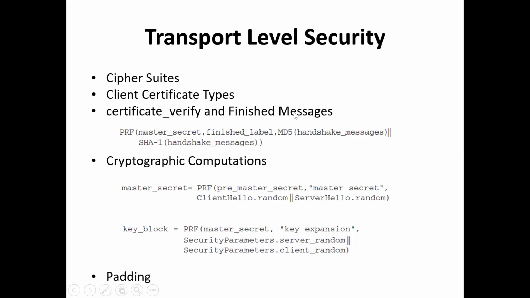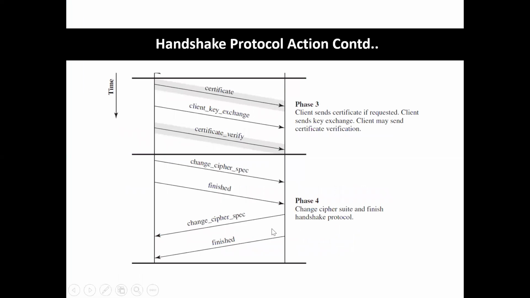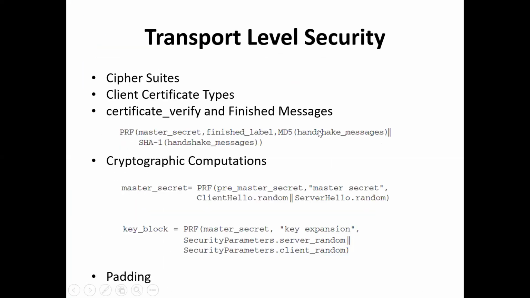Then finished messages, same as with respect to SSL. Lastly, after the change cipher spec protocol, here also the client and the server are going to give the signal. That is the finished message. It includes parameters, because for longer blocks of data you need a pseudo random function. It will take as input the master secret key shared between client and server, and a finish label, which indicates either client or server. Then it takes MD5 of the handshake messages appended with SHA1 of the handshake messages. Both are needed here.